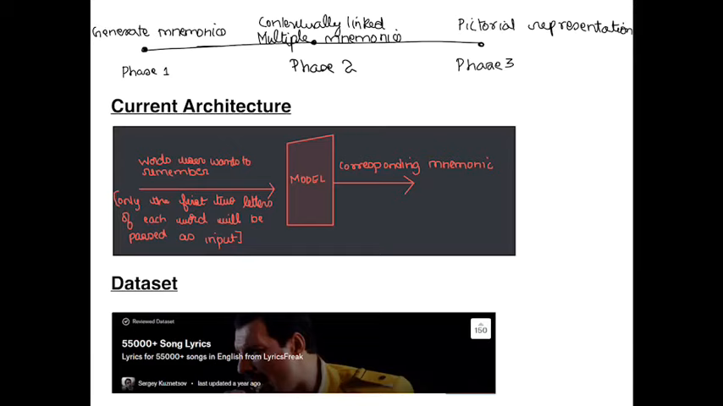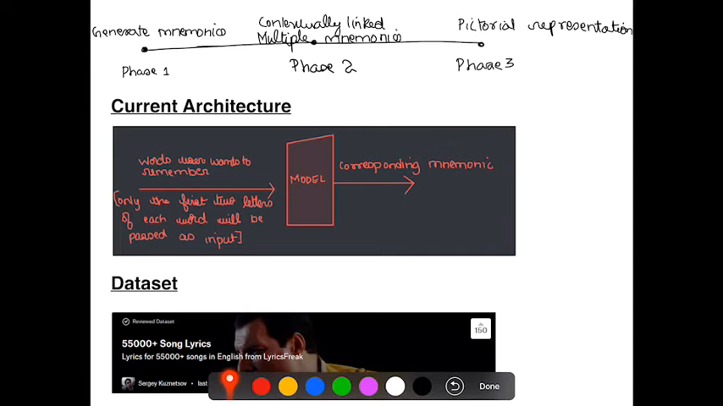I have divided this development process into 3 phases. In the first phase, I'll build a model that generates mnemonics. In the second phase, I'll build a model that generates contextually linked multiple mnemonics. In the third phase, I'm planning to build a model that outputs a pictorial representation of the mnemonics. I'm currently in the first phase.